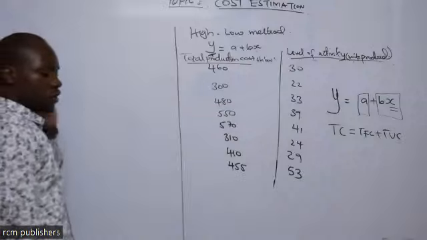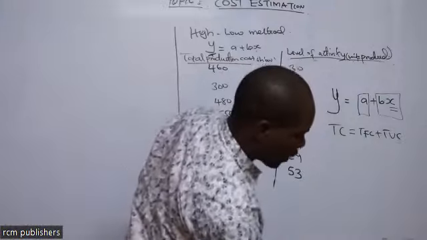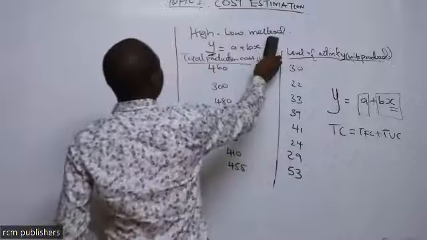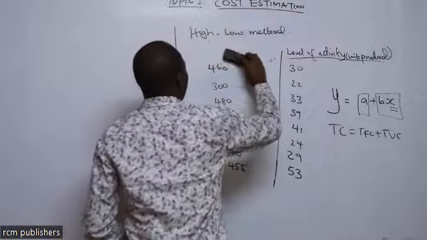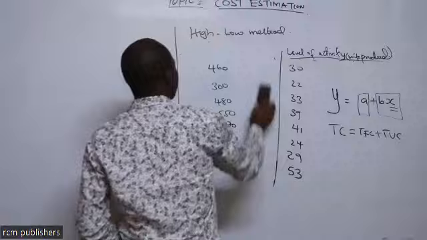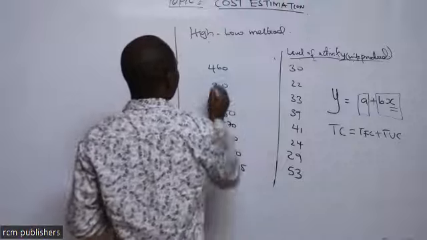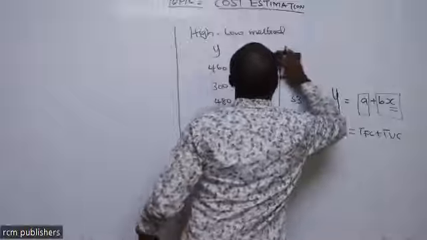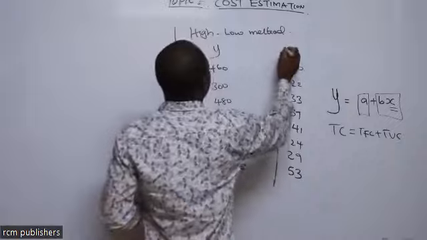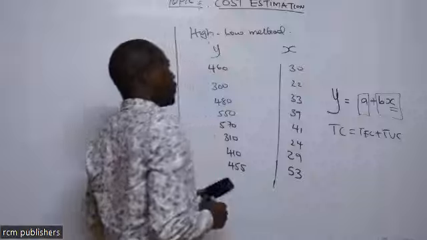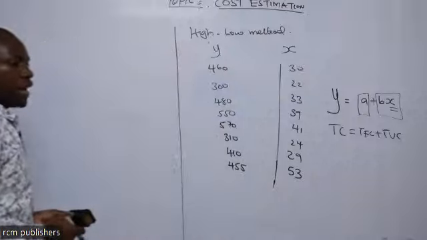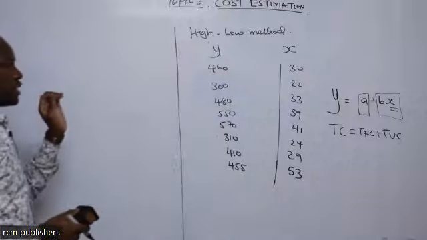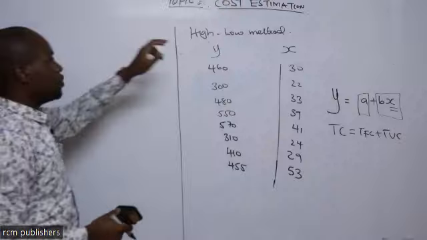So once you've known that, there's no need of again rewriting these titles. We now know very well that you only have two: we have y and x. So that is it. Now, when you're going to deal with this particular question, using which method?